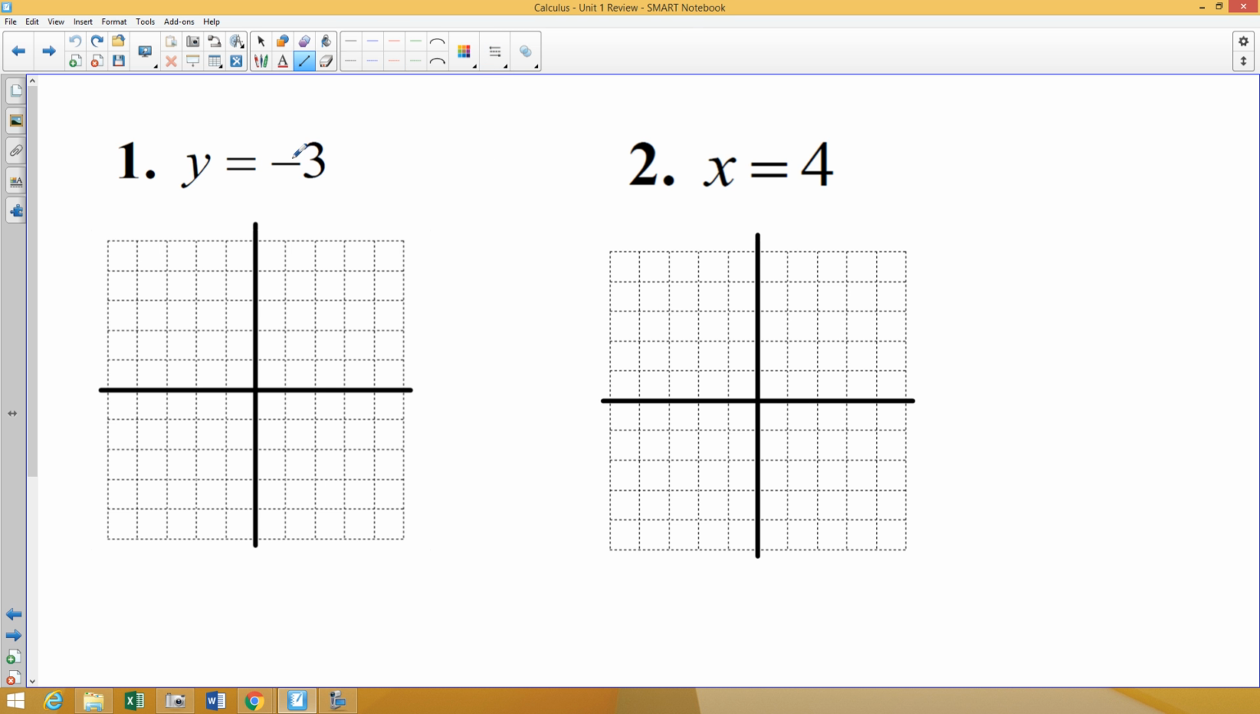Y equals -3. That's a horizontal line that goes through a y coordinate of -3. X equals 4 is a vertical line. X equals a number is a vertical line. That's going to go through an x coordinate of 4.